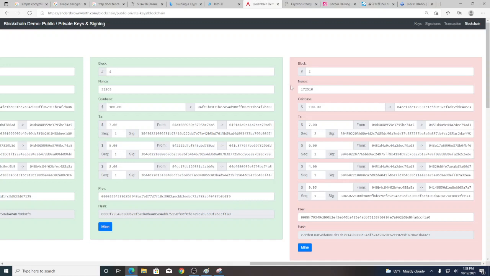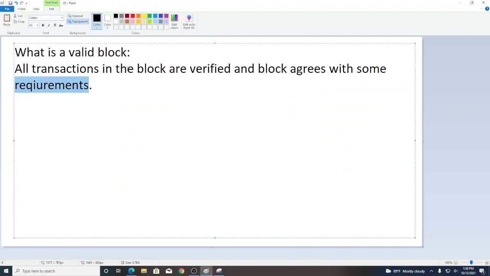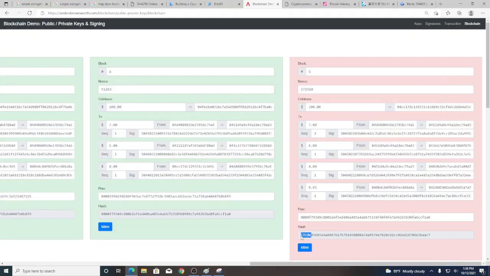It becomes red, meaning that the block is not valid. Okay? You see, what do we mean by an invalid block? Well, this guy is still sending this guy the same amount. This guy is still sending this guy the same amount. All transactions are okay. So according to the first part of this statement, all transactions are still okay, but the block is not okay because there are some additional requirements. Like the hash doesn't start with 4 zeros anymore, right?